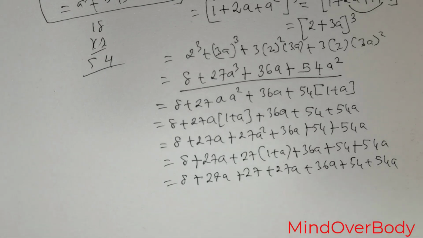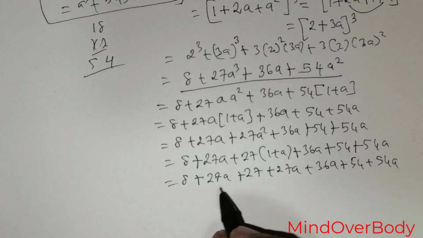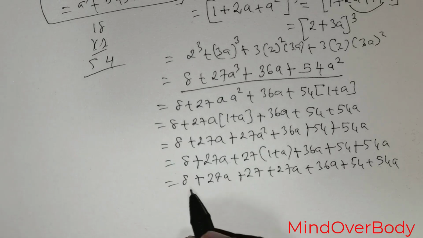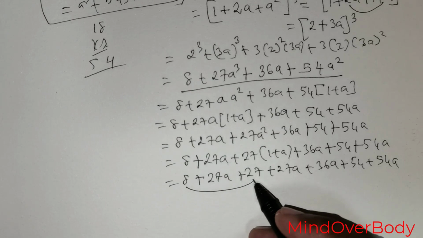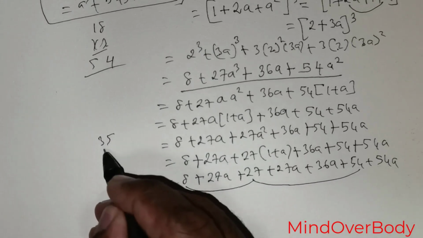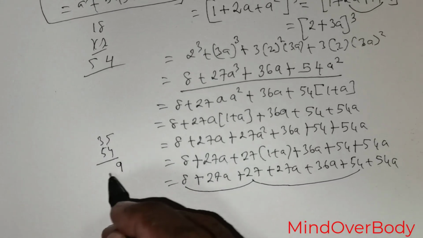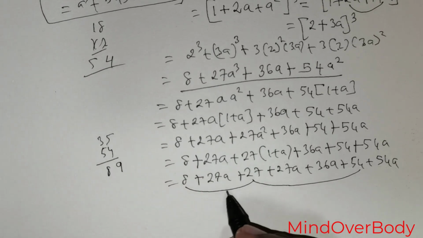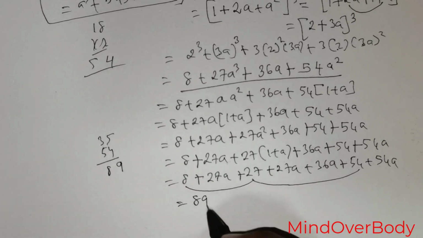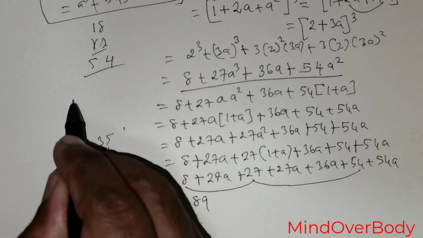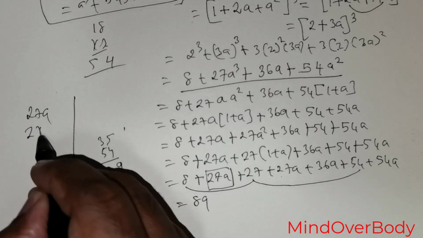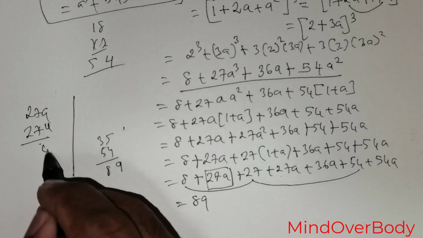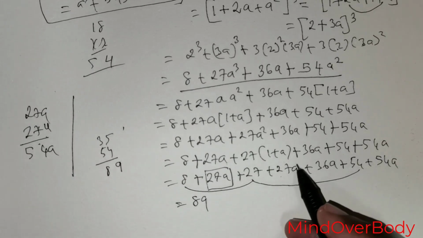You can clearly see the right hand side consists just of a constant term and an a term. So first I would add 8 with 27, that will give me 35. 35 added with 54 will give me 89. So I have 89 as a constant, write that down. Now let me add the a term. So 27a added with 27a, that's going to be 54a.